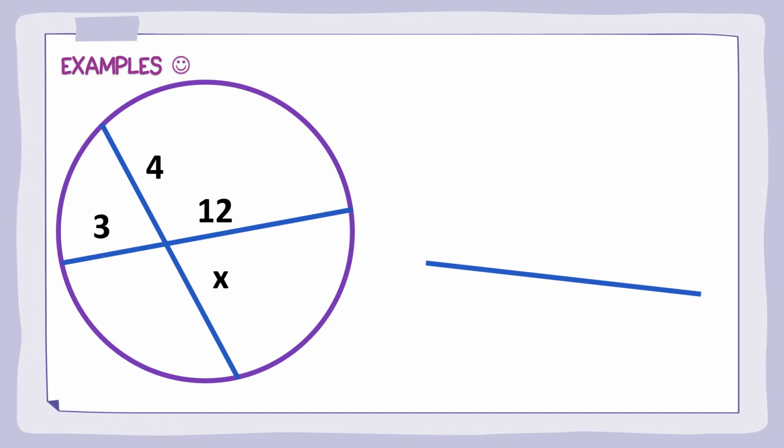So according to the theorem on two intersecting chords, 4 times x must be equal to 3 times 12. Yun yung sinasabi ng theorem. So we have 4x is equal to 3 times 12 is 36. So how do we solve for x? Yan. Divide both sides by 4. We have x equals 9. So the measurement of this one is 9.